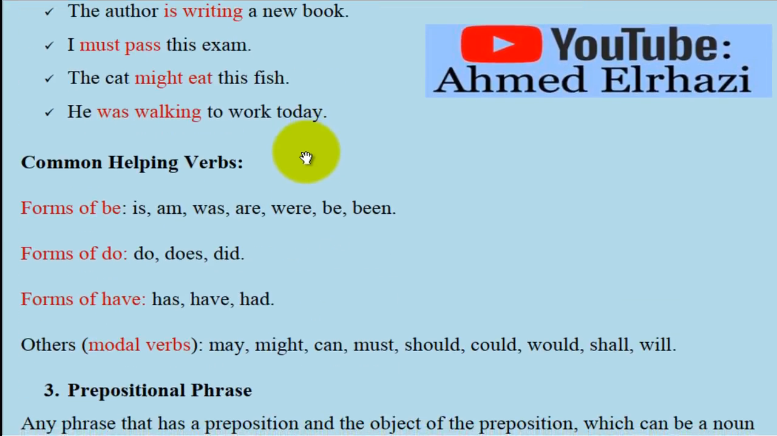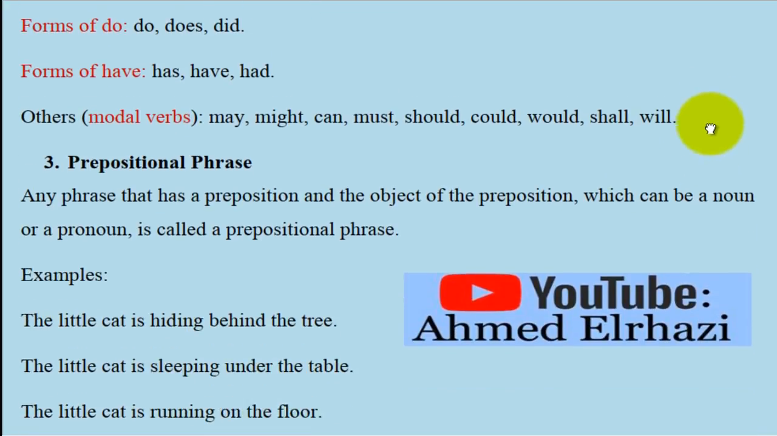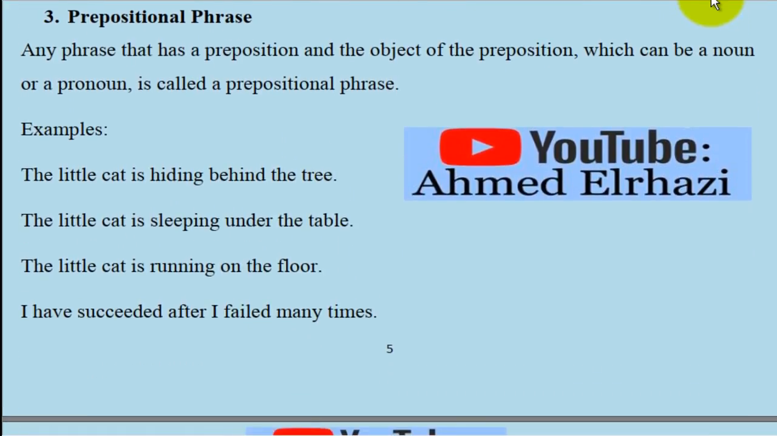Common helping verbs. These are the well-known helping verbs. We have forms of to be: is, am, was, are, were, be or been. Forms of do: do, does, did. Forms of have: has, have, had. Other modal verbs, like may, might, can, must, should, could, would, shall, will, etc. Now the prepositional phrase. What is a prepositional phrase?